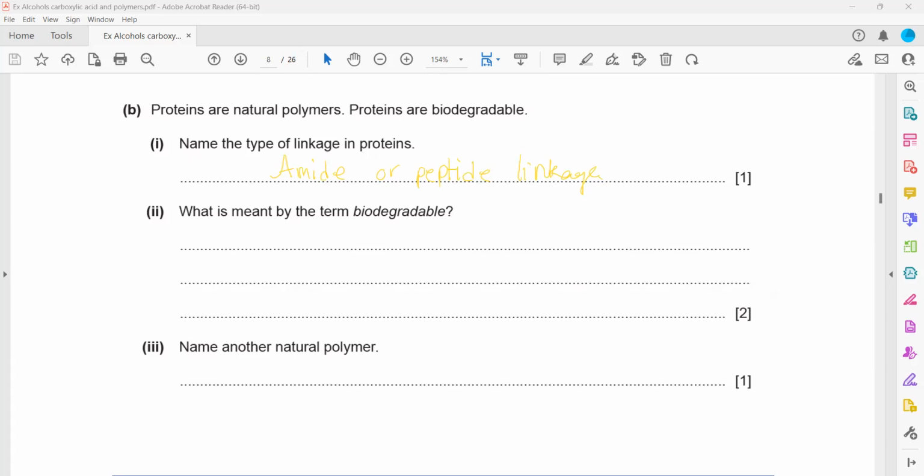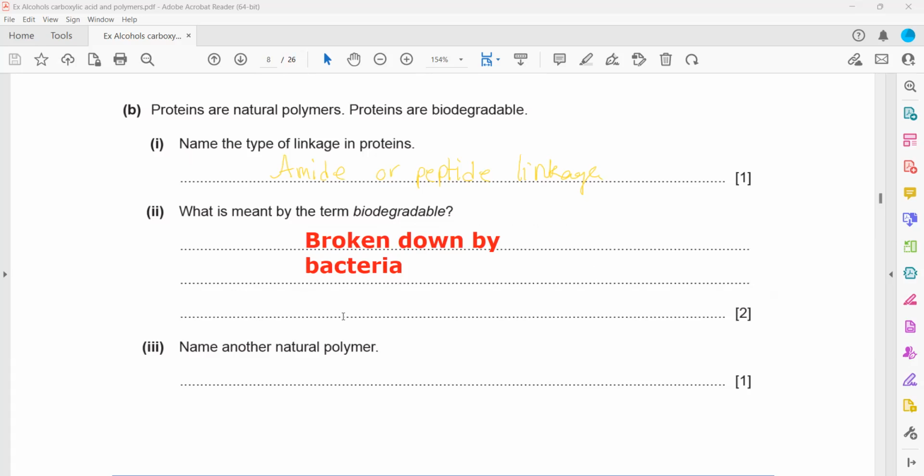Biodegradable. So usually biodegradables are substances which can be broken down by bacteria. So 2 marks are there. One for it can be broken down, and the second is for by bacteria or microbes. So broken down by bacteria or microbes, that is biodegradable.